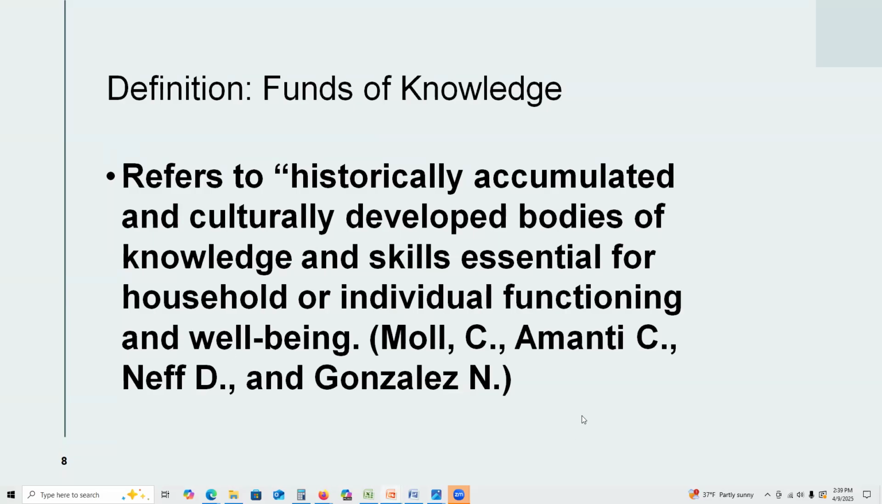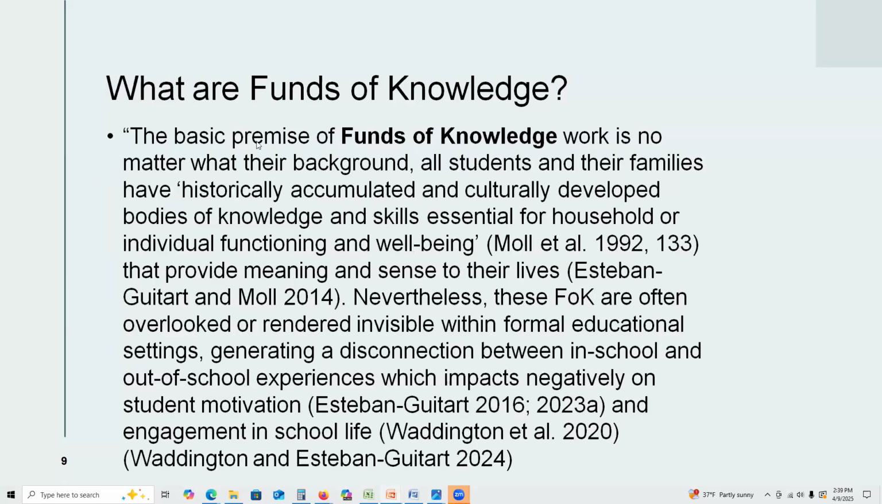And we may or may not be recognizing those in our classrooms, in our educational settings. So I'm going to go back to this slide because this is important. It discusses the basic premise. The basic premise of this research is that no matter what their background, all students and their families have historically accumulated and culturally developed bodies of knowledge and skills essential for household or individual functioning and well-being that provide meaning and sense to their lives. Nevertheless, these funds of knowledge are often overlooked or rendered invisible within formal educational settings, generating a disconnection between in-school and out-of-school experiences, which impacts negatively on student motivation and engagement in school life.